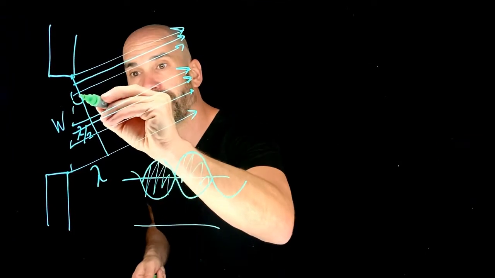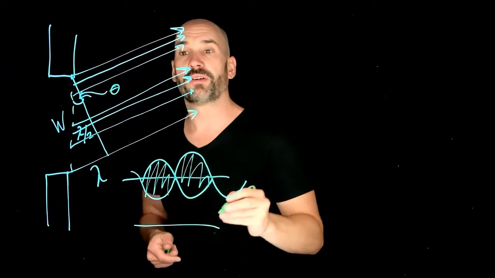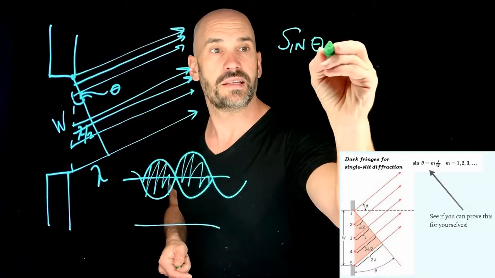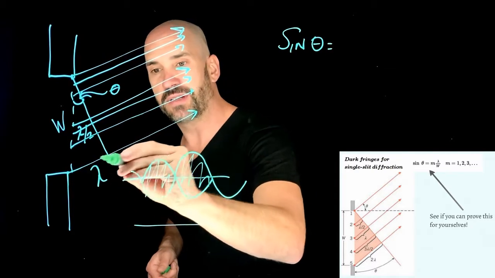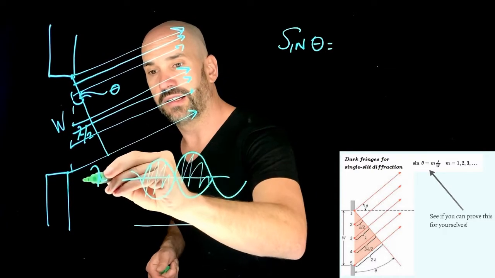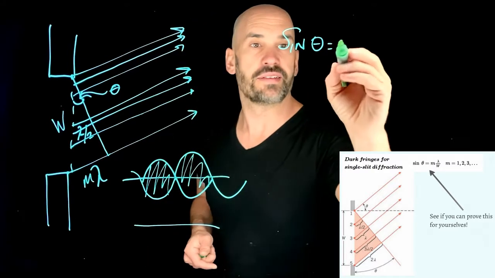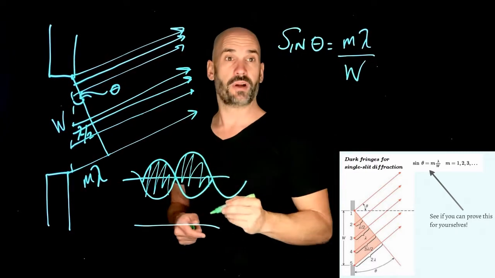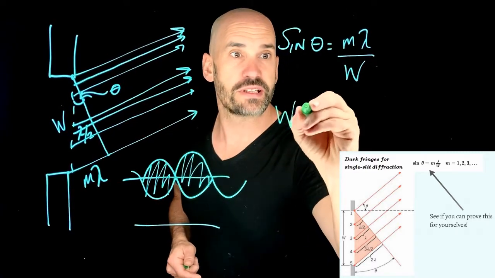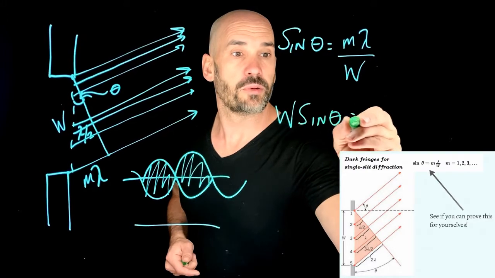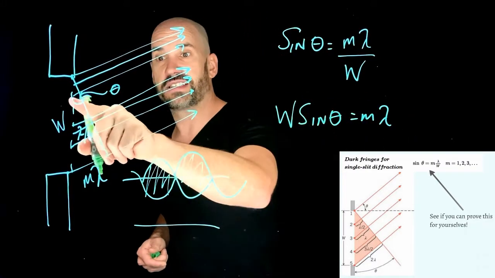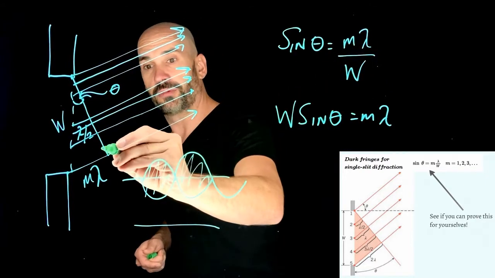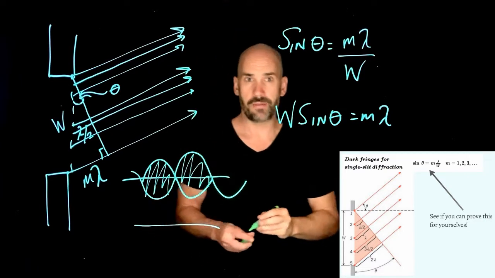So if this is theta right here, we're still going to get a sine theta equals, and remember, this could be any integral number of whole wavelengths, so I'm going to put an m there, right? Sine theta equals m lambda over the width of the slit, we'll call it w, right? So now we have this relationship w sine theta equals m lambda. And remember, this is just sine theta is opposite m lambda over hypotenuse, because it's a right triangle, w, okay?